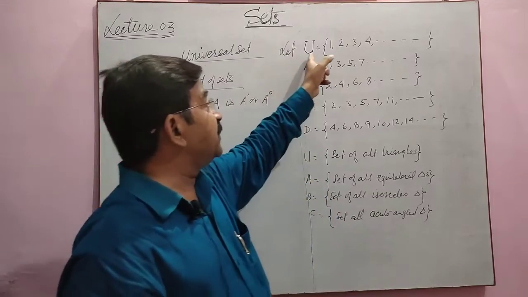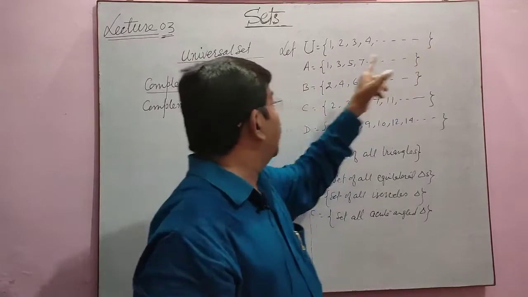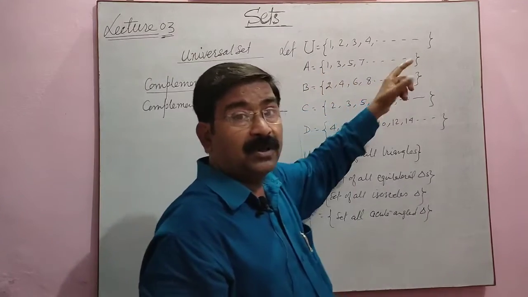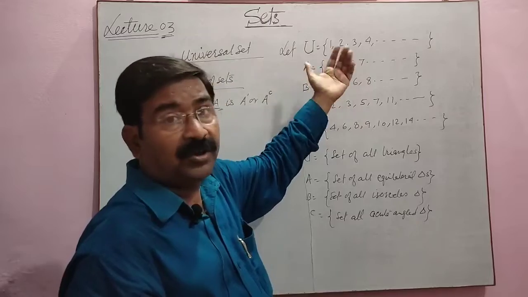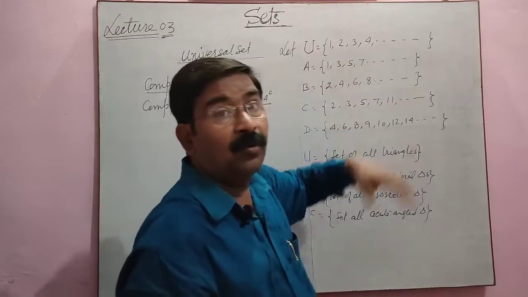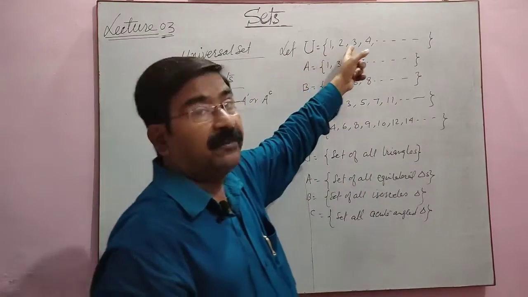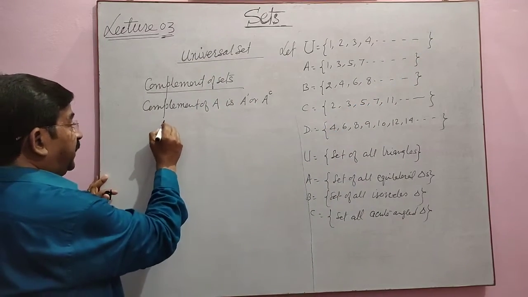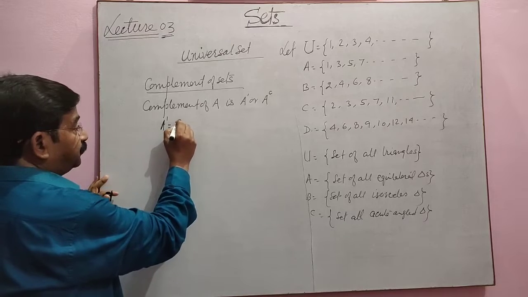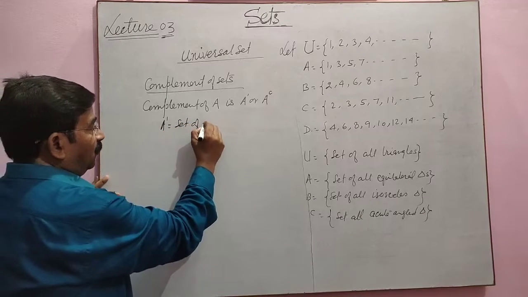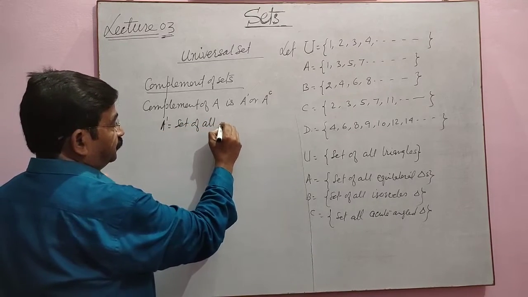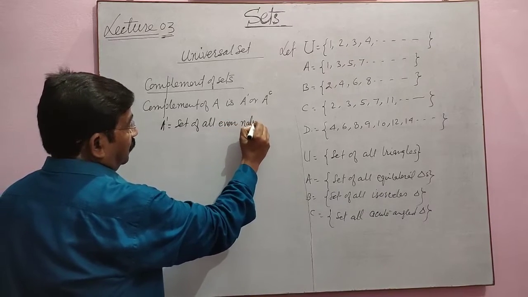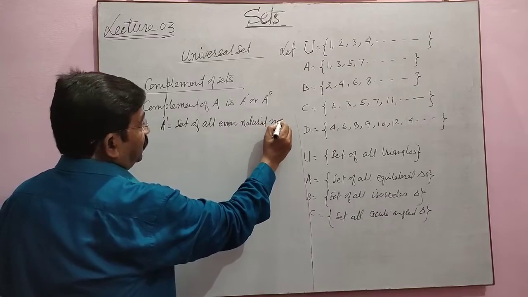Like, the universal set contains all natural numbers. A is what? The set of all odd natural numbers. So when you remove all these odd natural numbers from this universal set, what is left? All even natural numbers are left. So what is the complement? Here A dash is the set of all even natural numbers.